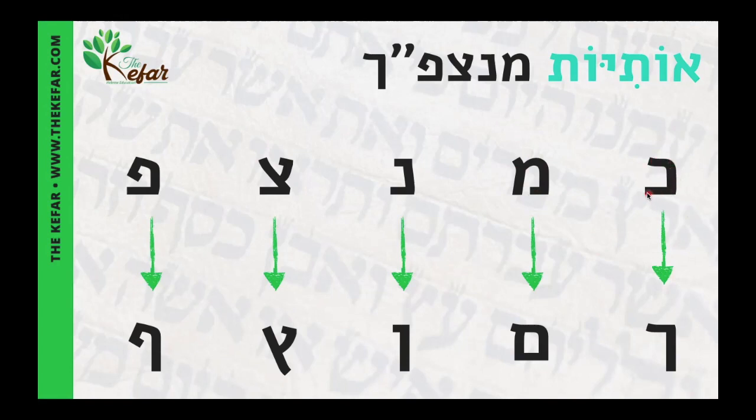So here we have kaf, and if you were to take this bottom line down and straighten it out, you get a chaf Sofit. Here we have the nun. Again, if we take this bottom portion out and straighten it out, we get a nun sofit. Tzadi, again, take this bottom line, straighten it out, and we get a tzadi sofit. And same thing with our pei, our fei. If we take this bottom portion and straighten it out, we get our fei. For the mem sofit, it's more so of a closure. We're closing that gap.